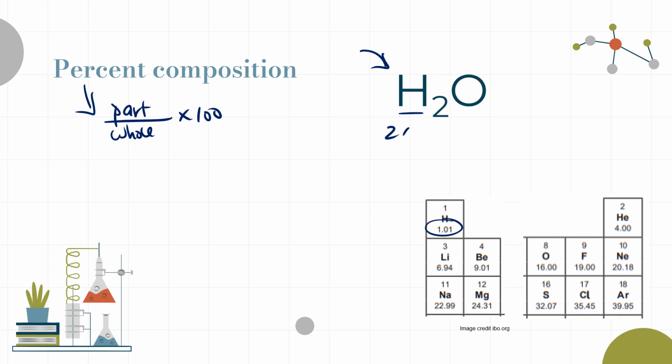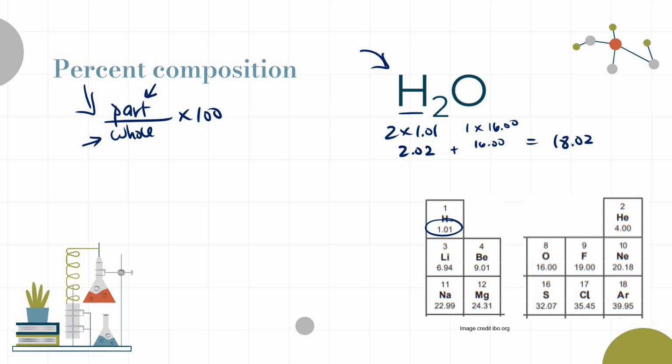So I'm going to say 2 times 1.01. That's 2.02. This is the part of the mass of water that is just hydrogen. But what's the whole mass of water? Well, we know that oxygen here, there's only one of them, is going to be 16. If I add these two together, our total mass is going to be 18.02.